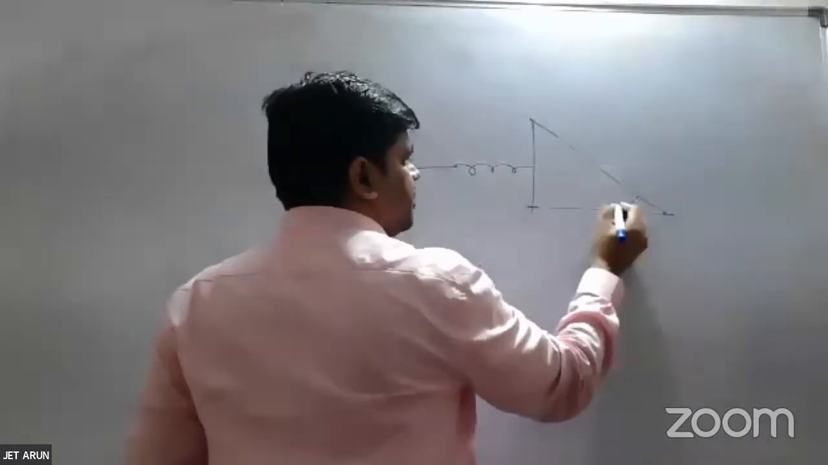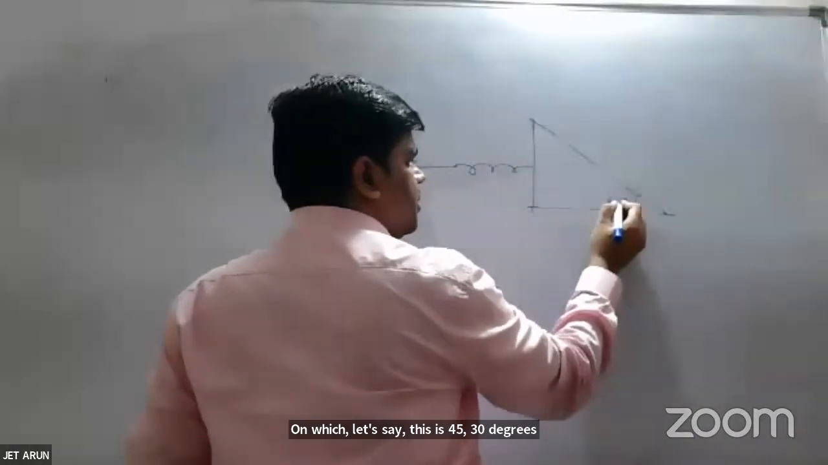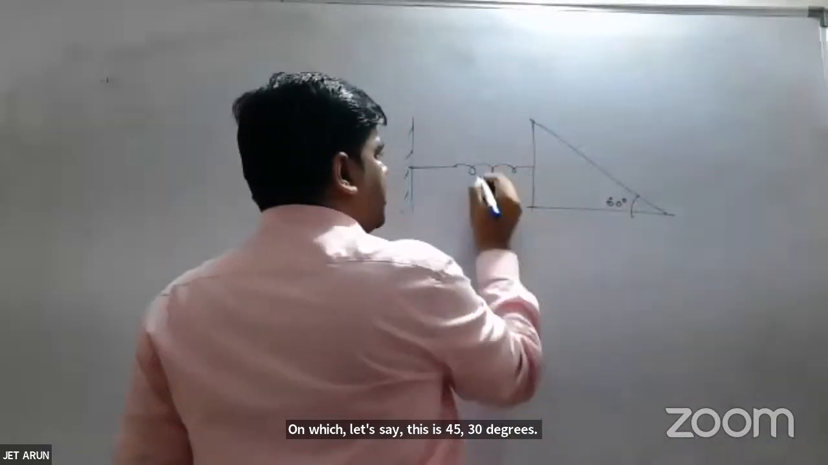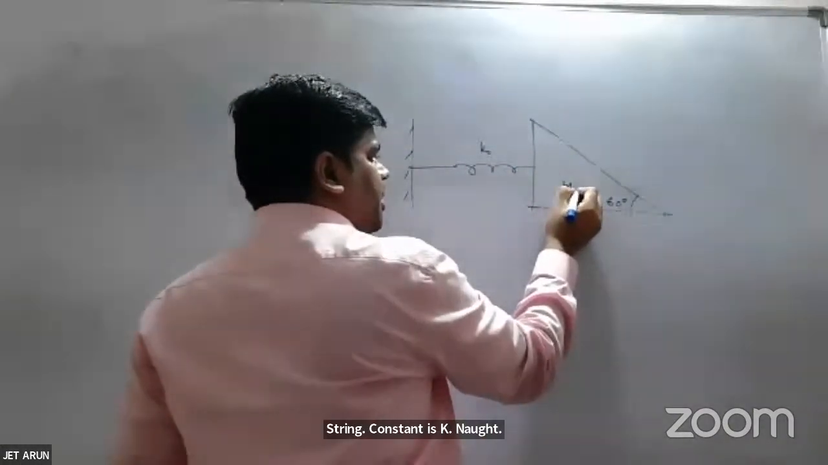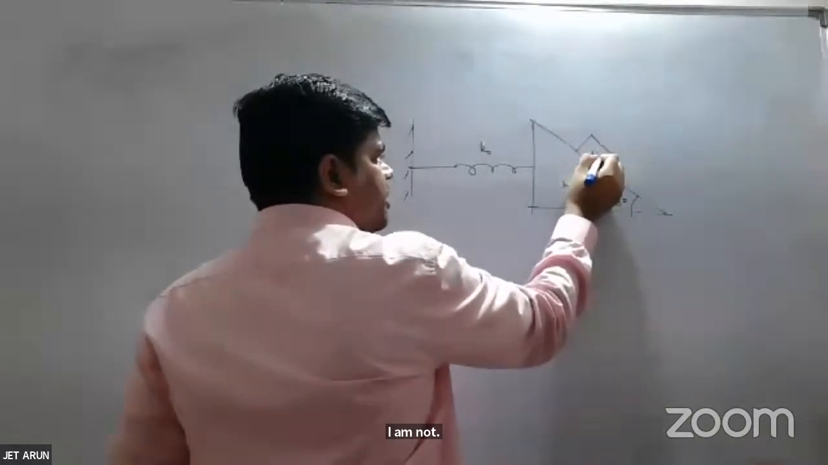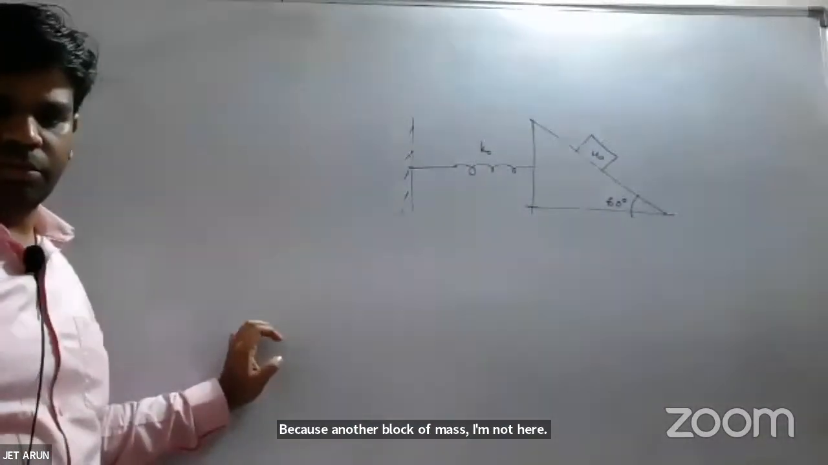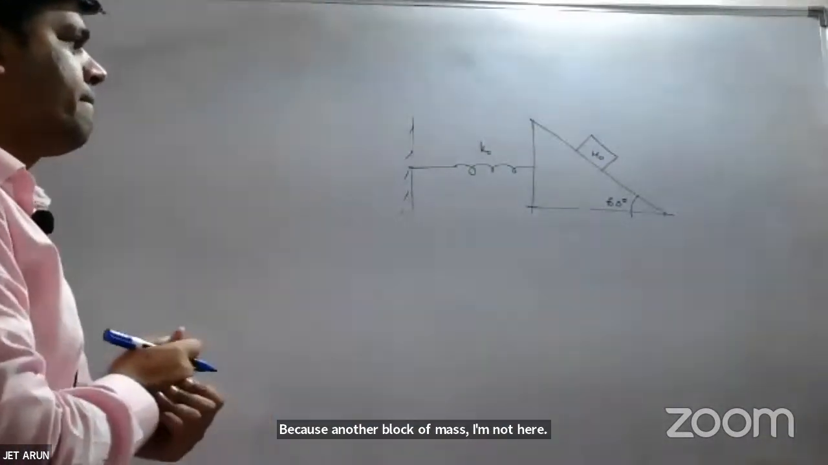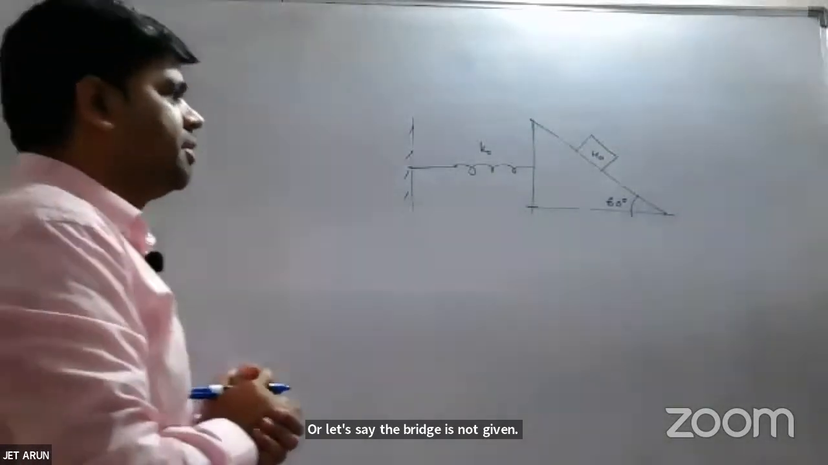On which, let's say this is 30 degrees, 60 degrees, sorry. All right. Spring constant is k naught. Mass of the wedge is m naught. There's another block of mass m naught here. Or let's say mass of the wedge is not given. All right. Now I have to find out the equilibrium extension in the spring.